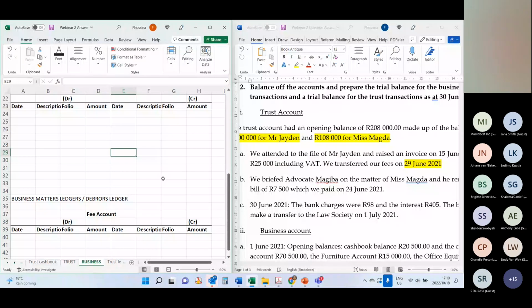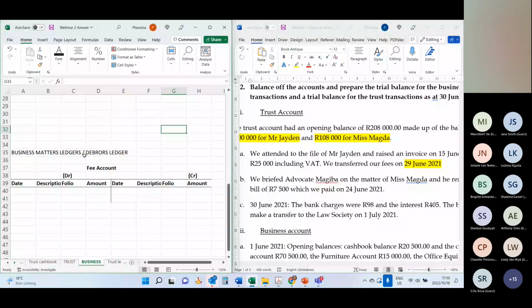Okay, so our business, we were on our business matters ledger, or we call it a debtors ledger, like in a normal business. Then we identify our client. In this case, it's Mr. Jaden, and Mr. Jaden is going to receive an invoice from the firm. We are sending the invoice on the 15th of June 2021. The description is our fees, and it's affecting our fee account.